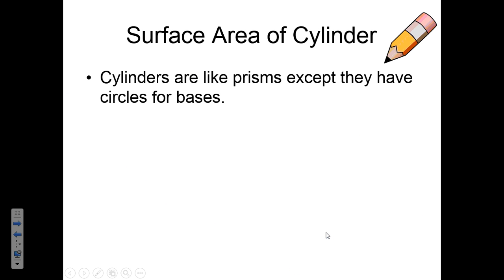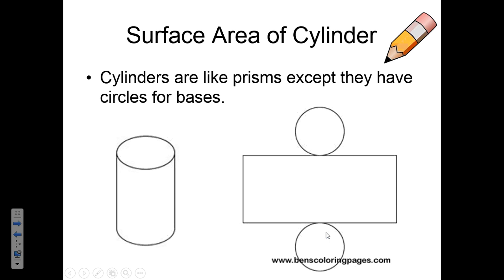So let's flip the page over and do surface area of a cylinder. Cylinders are like prisms except they have circular bases. So here's my cylinder, and when I pull this cylinder apart, this is what it's going to look like. I'm going to have two circles and a rectangle, okay?